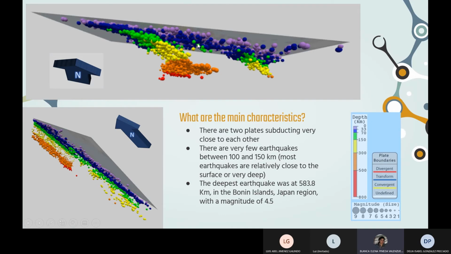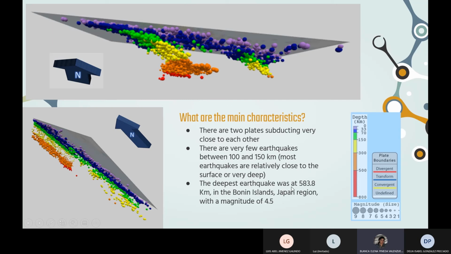Here we can see another 3D perspective. This one seen from the other side, where we can see again that the yellow points are less abundant. And what are the main characteristics of this area? First, that there are two plates subducting very close to each other, and that there are very few earthquakes between 100 and 150 kilometers. And most earthquakes in general are relatively close to the surface or very deep.